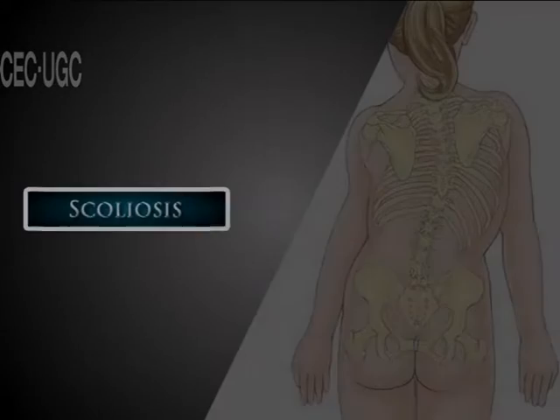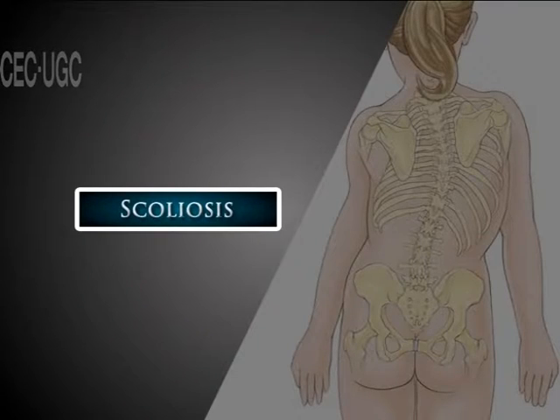For the back, try a hanging leg stretch. Find a pull-up bar, grab it with an overhand grip, relax and hang from the bar. Perform each stretch for 30 seconds. So here comes the scoliosis.